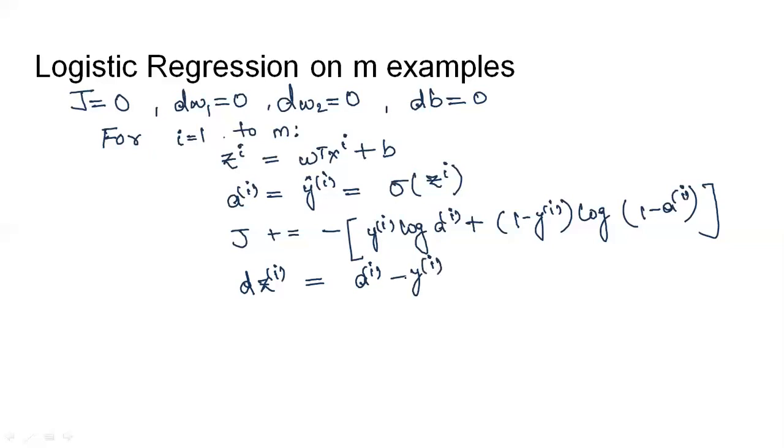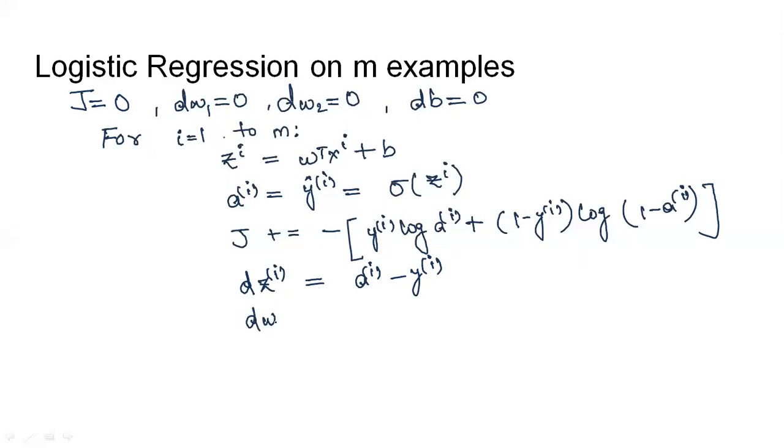So this is the differentiation of the final cost function with respect to the intermediate variable z, and we are considering it only for the ith training example. Now we have the intermediate variables w1, w2 and b, so according to those variables we would also be updating our final cost function.